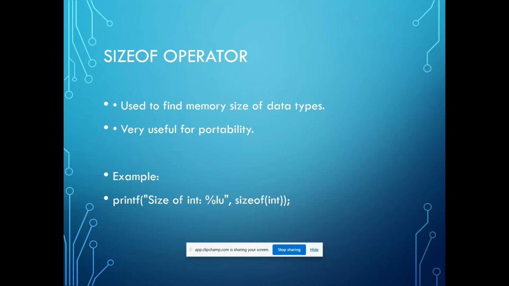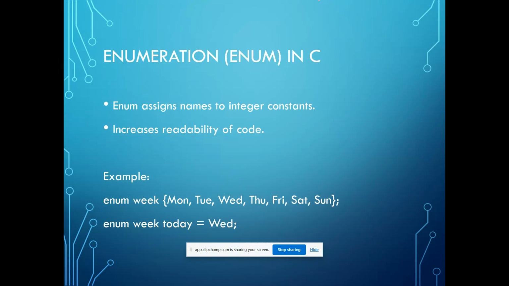Size of operator. In that case, you want to know how big your box is, how big your variable is. So we use the size of operator there. This is the syntax sizeof to get the size of int here. In most cases, the size of int is 4 bytes, character is 1 byte, and float is 4 bytes. It is important when writing portable code, so it is very much important.